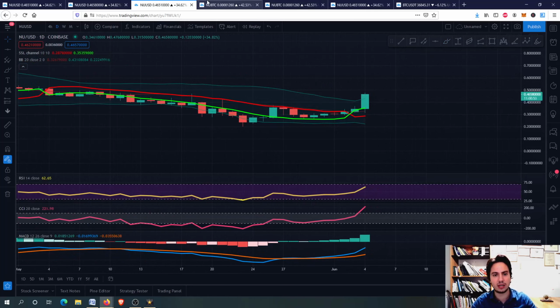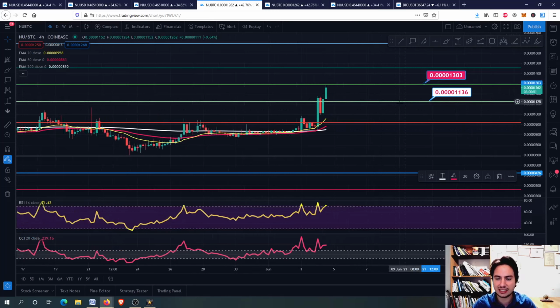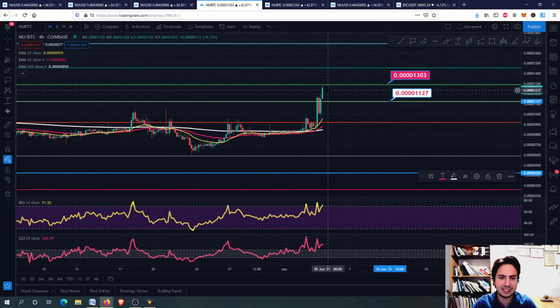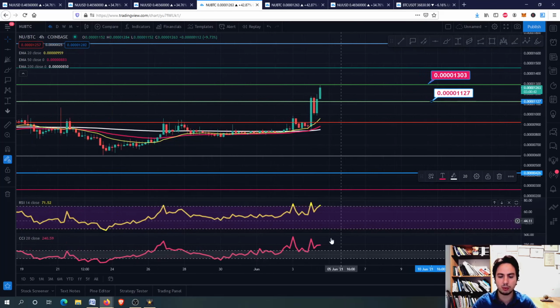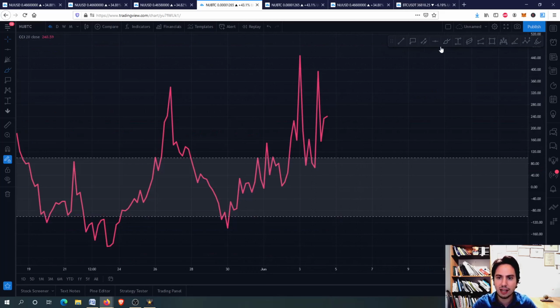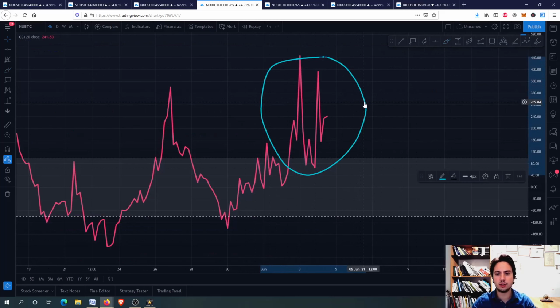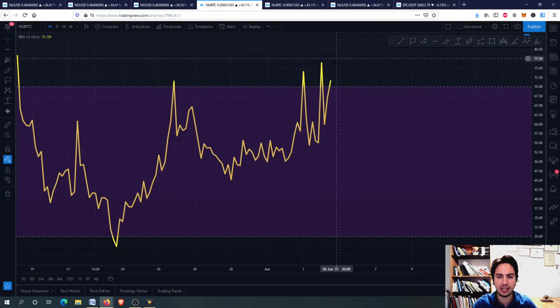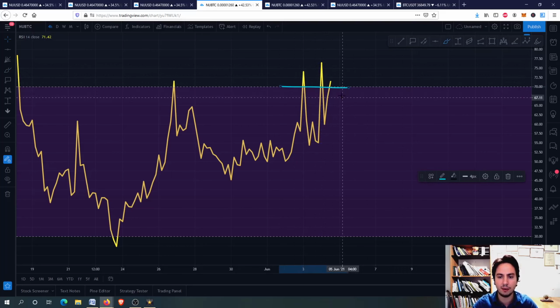So be careful, guys. On the NUCYPHER against Bitcoin, you can see that we approached the 0.540, guys, 13 to 14, around there, this area. Now we want to see what we will do, because we are in an overbought situation for the NUCYPHER against Bitcoin. Also, for the RSI, we are approaching an overbought situation again as well, after seeing three times the RSI being above the 70, above this area right here.